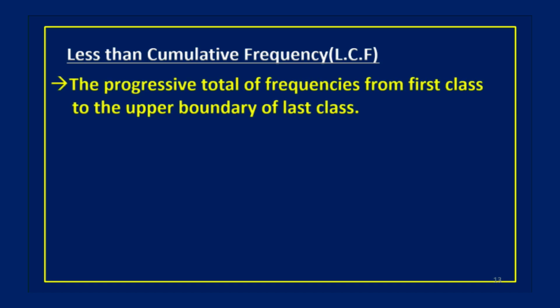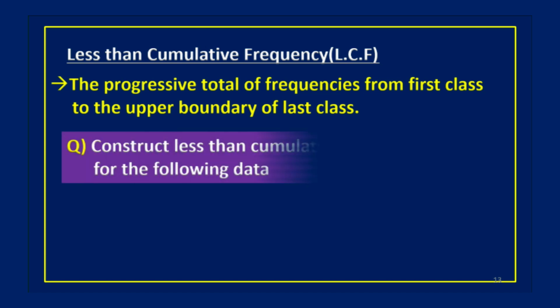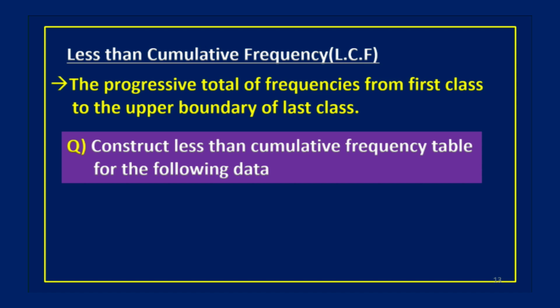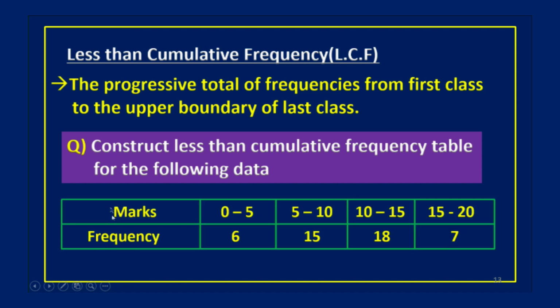The progressive total of frequencies from first class to the upper boundary of last class is called LCF, or we can call less than cumulative frequency. Now children, I am taking a question here. Construct less than cumulative frequency table for the following data. What is the data here? Yes, this is marks, these are frequencies.